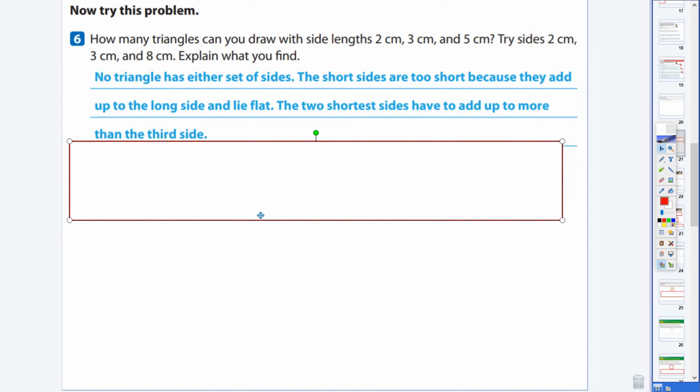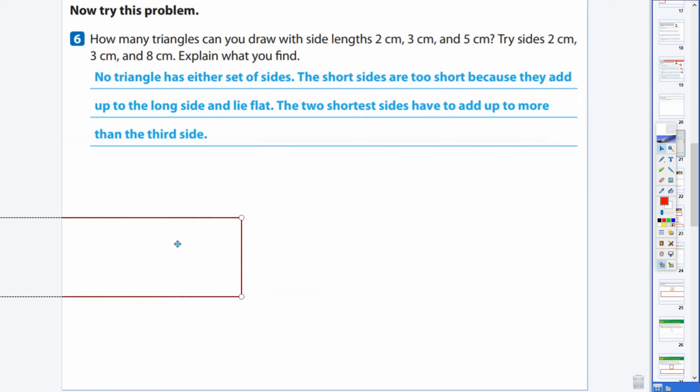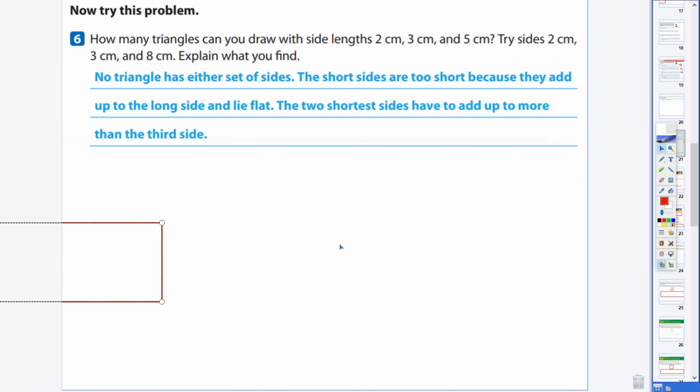And the answer is no triangle has either set of sides. The short sides are too short because they add up to the long side and lie flat. The 2 shorter sides have to add up to more than the third side. That's called the triangle inequality theorem. The triangle inequality theorem tells us the 2 shortest sides must add up to be greater than the third side.